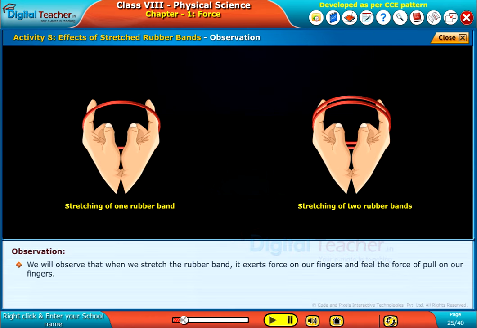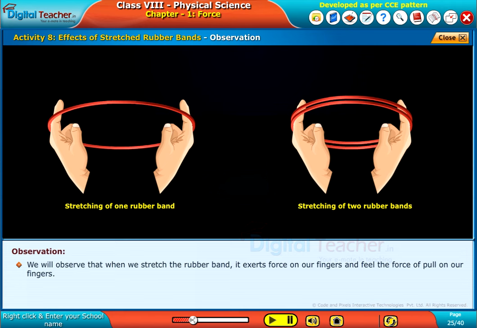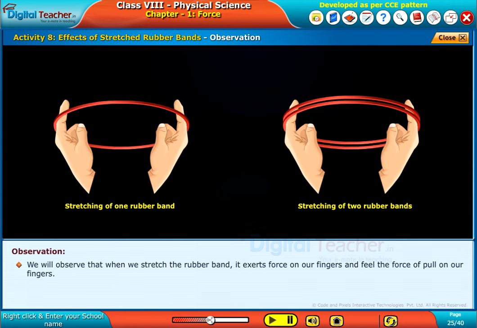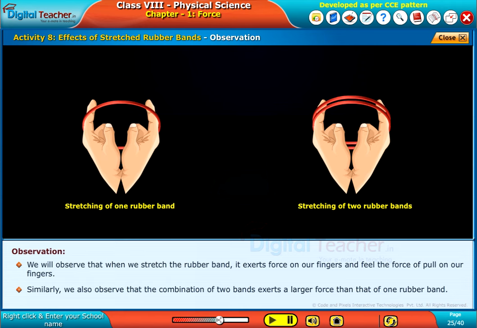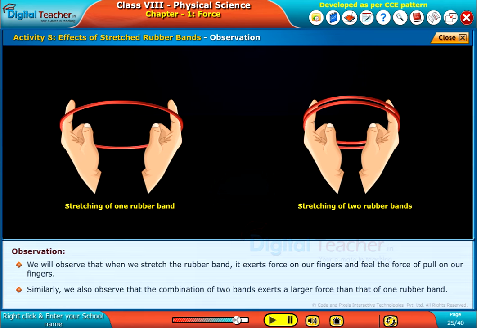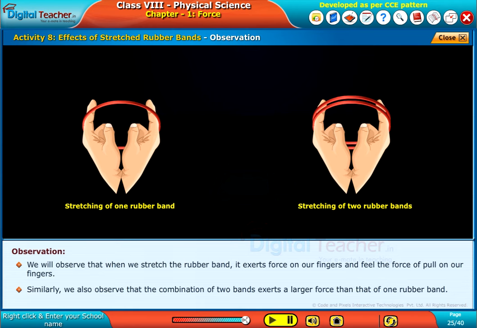We will observe that when we stretch the rubber band, it exerts force on our fingers and we feel the force of pull on our fingers. Similarly, we also observe that the combination of two bands exerts a larger force than that of one rubber band.